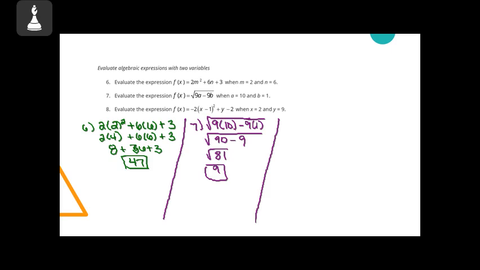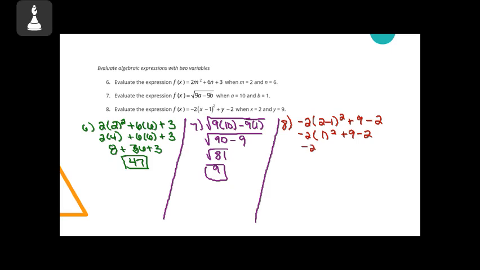And then for question 8, we have -2 times the quantity x minus 1 squared plus y minus 2. We're going to let x be 2 and y be 9. So -2, 2 minus 1 squared plus 9 minus 2. All right, so I'm going to work my parentheses first. 2 minus 1 is 1. Carry everything else down. 1 squared means to take 1 times itself. Well, 1 times 1 is 1.